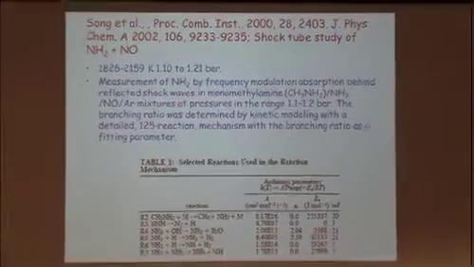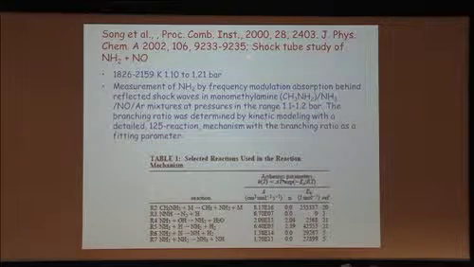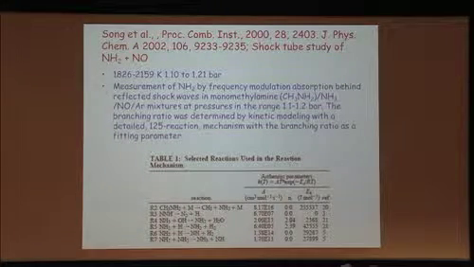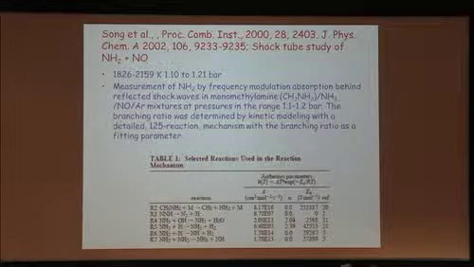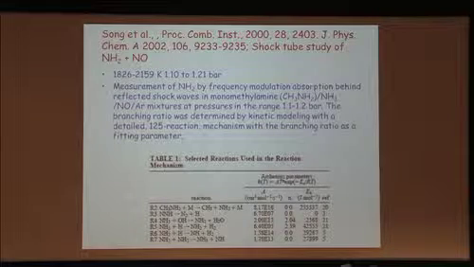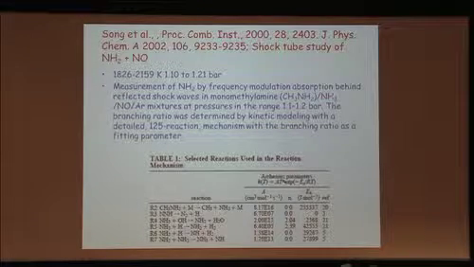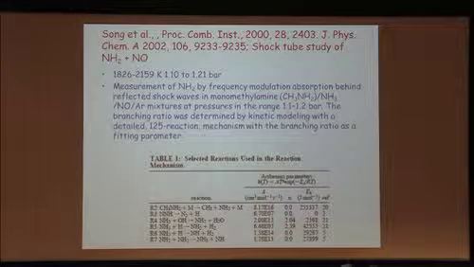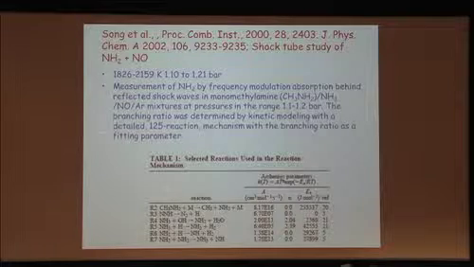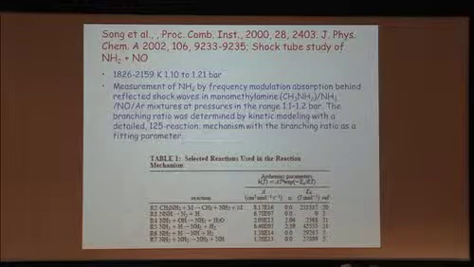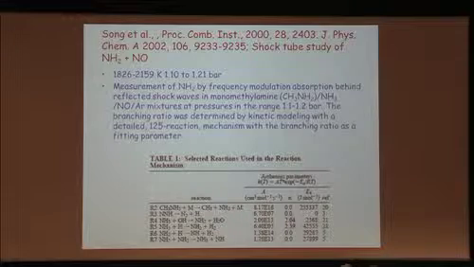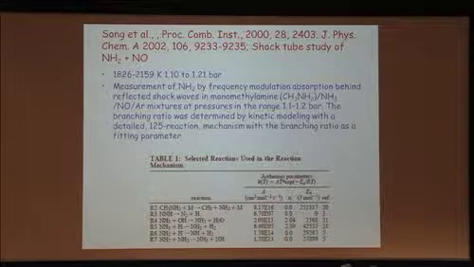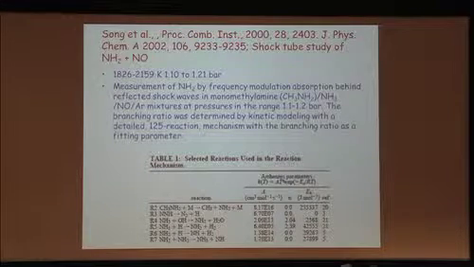And so these are other experimental results. So these are shock tube studies of NH2 plus NO, measuring NH2 by absorption spectroscopy behind reflected shock waves, using this system: monomethylamine, ammonia, NO, argon, pressures around about 1 bar. And the branching ratio was determined by kinetic modeling of a detailed reaction mechanism with the branching ratio as the fitting parameter. So this was aimed primarily at measuring the branching ratio at these elevated temperatures. And this is a bit of the reaction mechanism that was used.